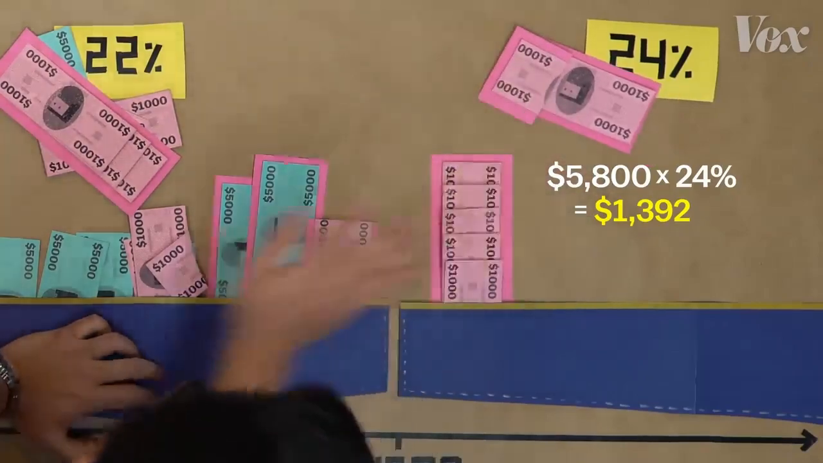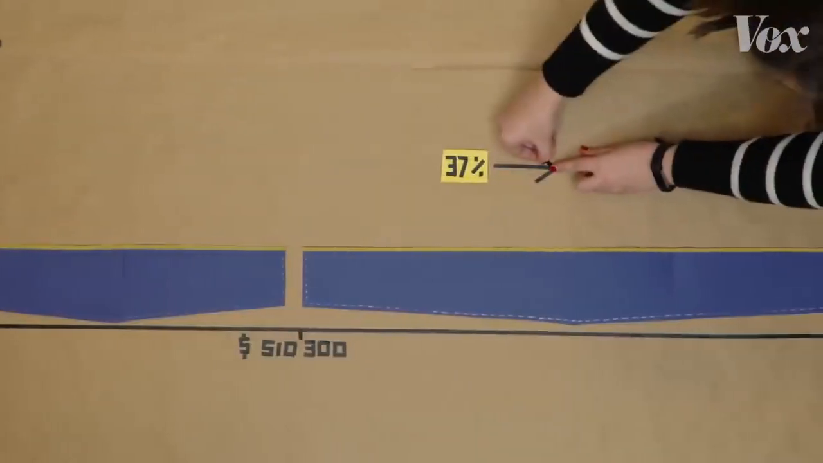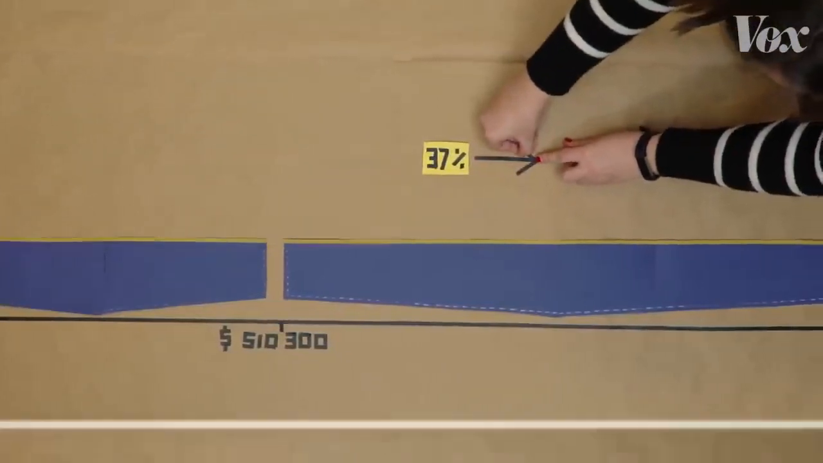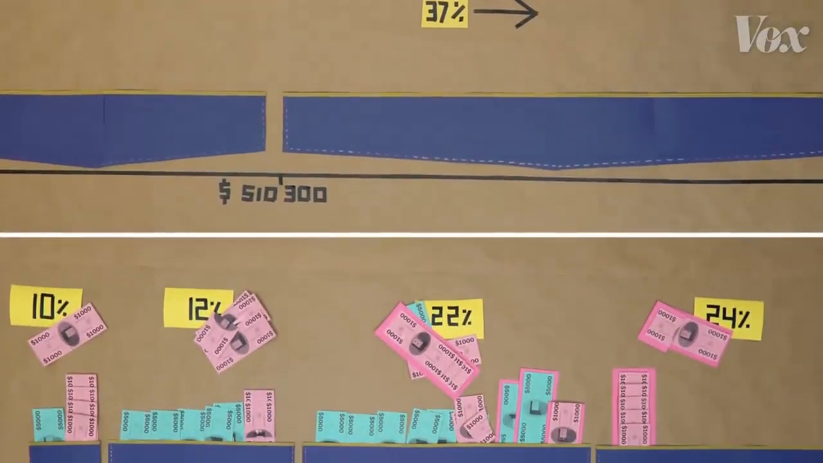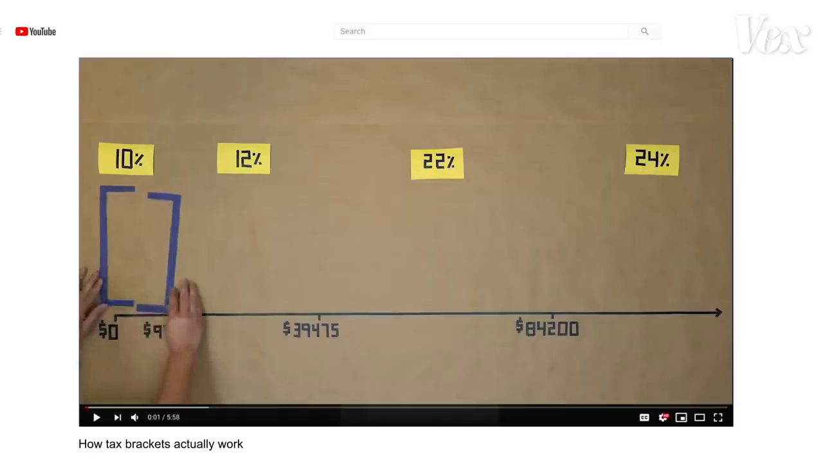So when politicians say they want to raise the top tax rate, it doesn't necessarily mean these pockets and your money are affected. They're talking about tax rates on the pockets way over there, which are only used once people have filled in these smaller ones. Marginal tax rates are a pretty simple concept once you get the hang of it. So the next time a politician says the government wants to take away 70% of your income, just send them this video.